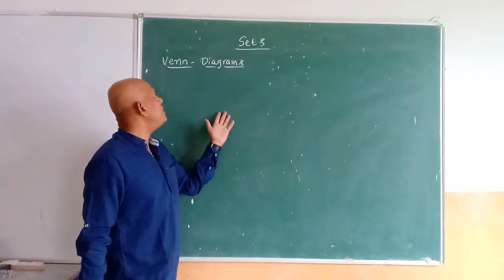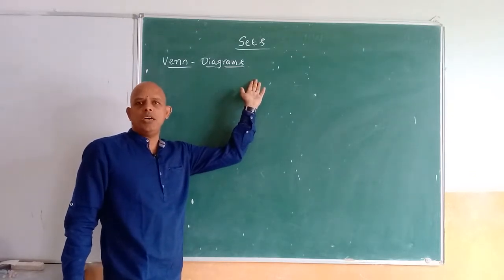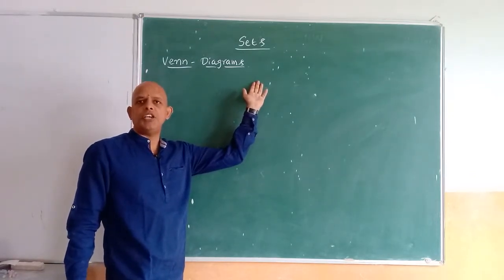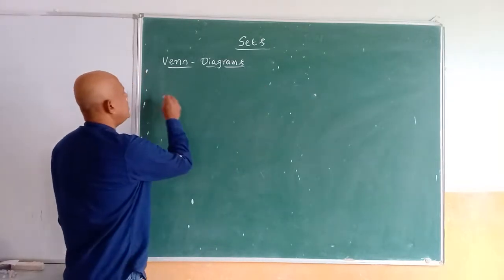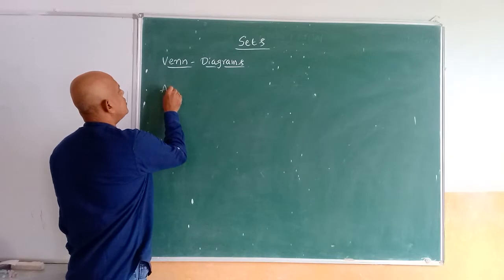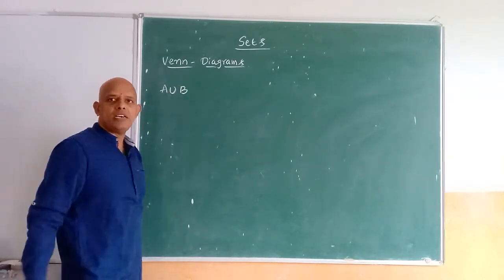So let us once again continue with Venn diagrams. When the elements are not given, how to draw the Venn diagrams for the set operations: union, intersection. Let us see difference also. Now, first of all, we will take the operation A union B when the elements are not given.